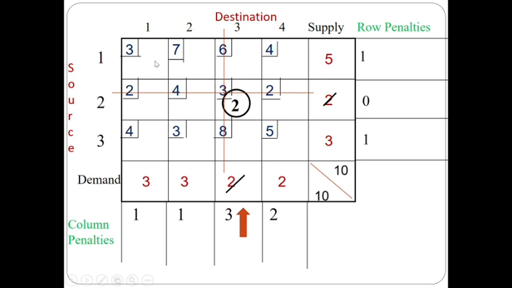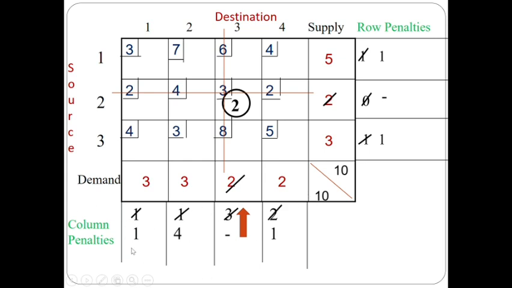So if you just consider the first row, the penalty will be the difference between 3 and 4. So it will be 1. Nothing can be calculated here. And for the third it is 3 and 4 again. So 1. Column penalty, here the difference between 3 and 4, so it is 1. Difference between 3 and 7, so it will be 4. Here no penalty can be calculated. Next is the difference between 4 and 5, 1.